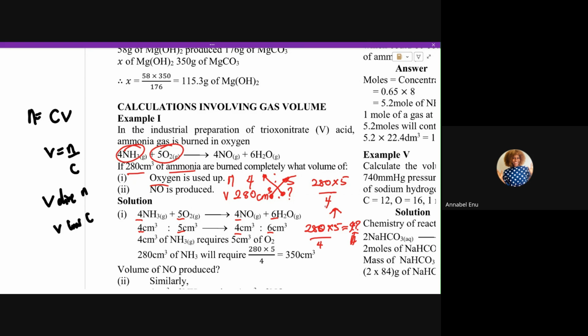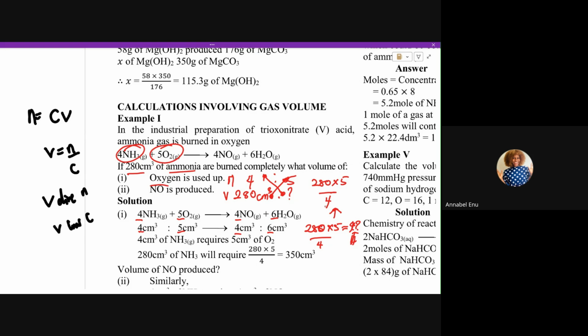So that is the volume of oxygen being used. So in essence, they're just asking for the volume of oxygen based on the balanced equation. And then the next one is NO2 produced. We'll go back to the balanced equation again.